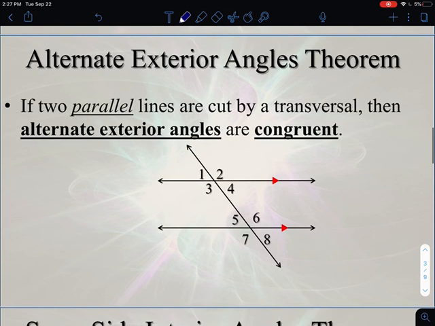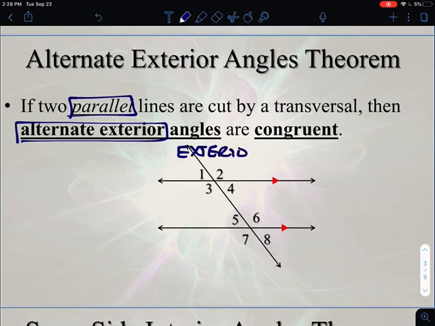The next pair is the alternate exterior angles. So alternate exterior, again, we're talking parallel lines. When we talk alternate exterior, the key here is we want to be on the outside. So exterior would be on the outside of the two lines. So there's a space up there and a space down here where we have our exterior angles. So as we're looking at this, we have one exterior angle, angle 1, which would match up with its alternate, which would be angle 8.